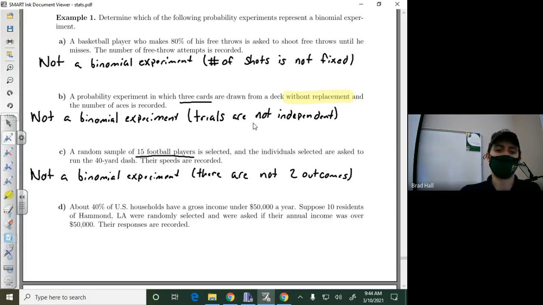And then part D down here: about 40% of US households have a gross income under $50,000 a year. Suppose 10 residents of Hammond were randomly selected and asked if their annual household income was over $50,000. So you go up to 10 people and ask them, do you make more than $50,000 a year? Or does your household make more than that? And that's recorded. So are the number of trials fixed? Well, 10 people are asked. So that seems good. 10 residents, that seems fixed.